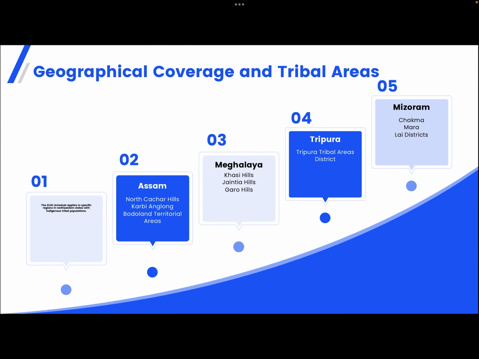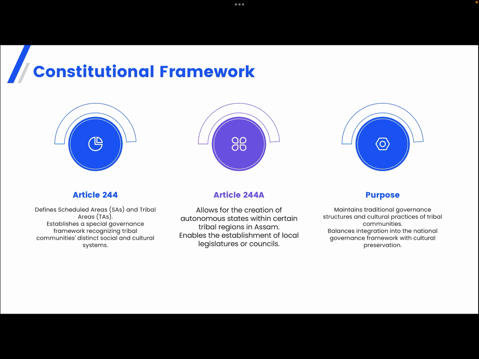So here are the four tribal areas where this sixth schedule applies. Assam, as I have already mentioned: North Cachar Hills, Karbi Anglong, then the Bodoland Territorial Area. Then in Meghalaya you have Khasi, Jaintia, and Garo Hills. Then Tripura Tribal Areas district, then you have Chakma, Mara and Lai districts. These are the areas which fall under the sixth schedule of the Indian Constitution.